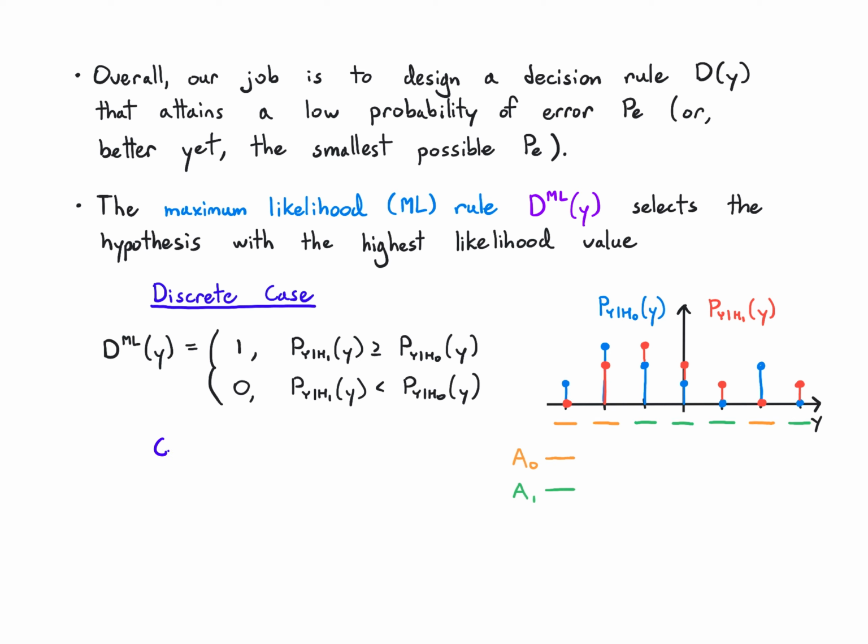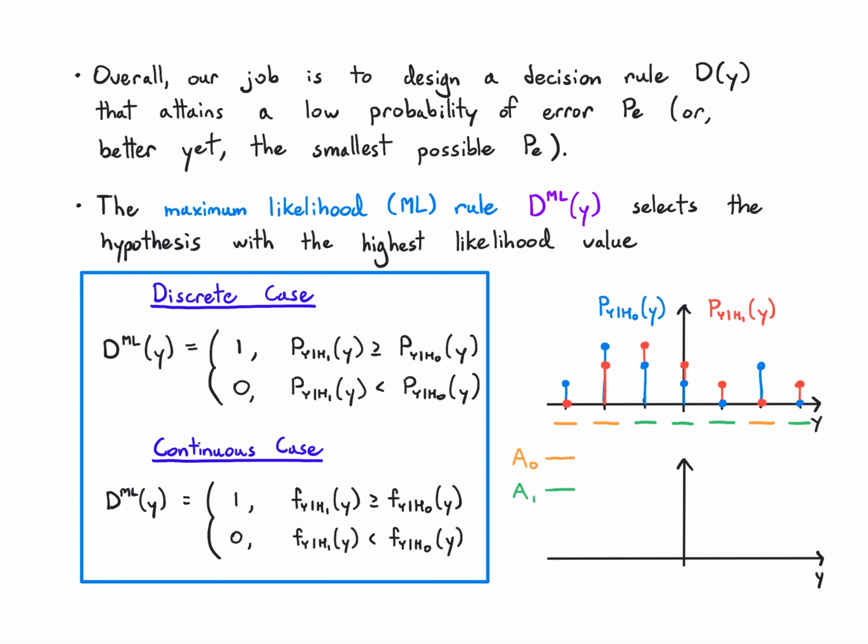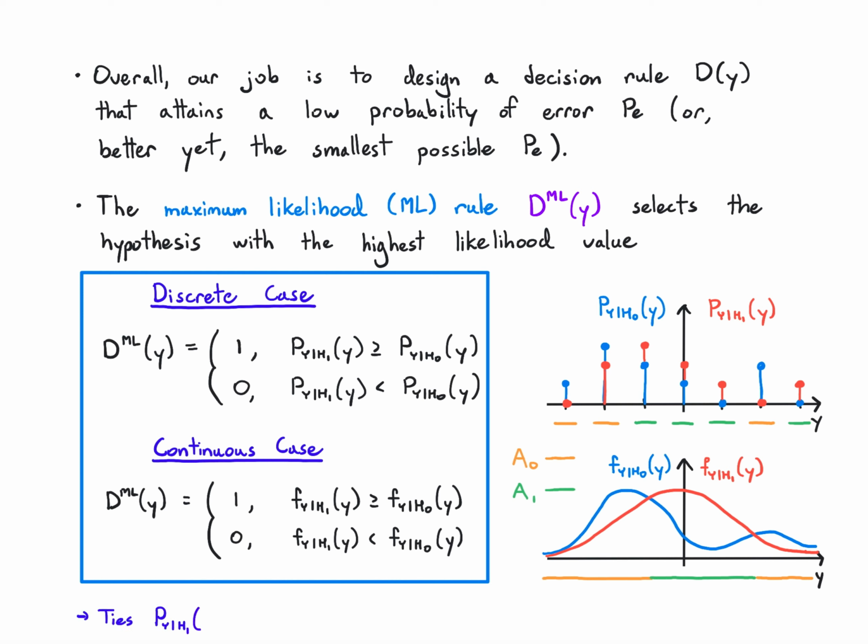Same thing in the continuous case, except I just replace the PMFs with PDFs. So I'm going to decide 1 when the conditional PDF of Y given H1 is larger than that of Y given H0 for the specific value of Y, and 0 otherwise. And again, when they're equal, I'm just arbitrarily assigning that to 1. Let's look at a cartoon and see how this is going to play out. Here's my conditional PDF Y given H0, and here's my conditional PDF Y given H1. So where is blue higher? Blue is higher on this orange part, and then red is higher for a while, and then blue is higher for a while. So this orange region is going to be A0, and the green one is A1.